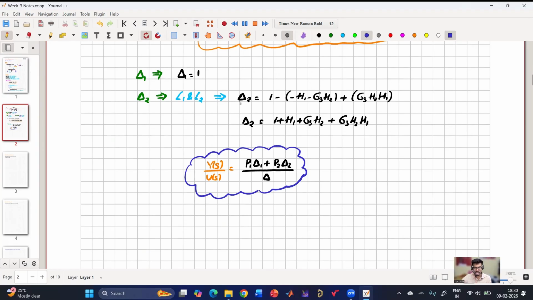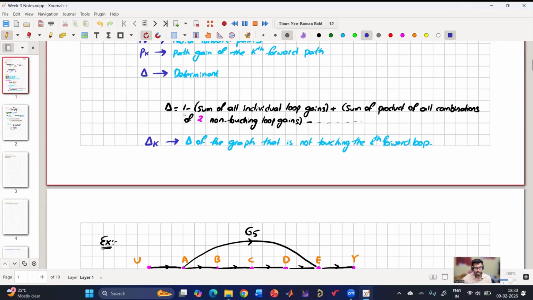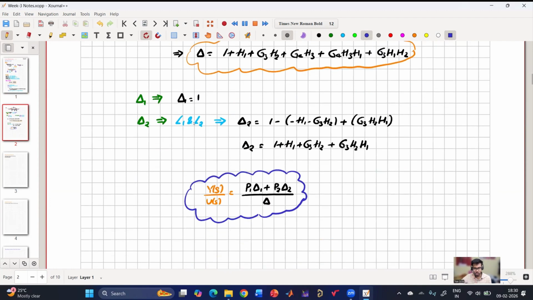So for this calculation, the delta formula remains the same: 1 minus sum of all individual loops plus sum of products of all combinations of two non-touching loops. Because I have only two loops which are not touching, delta 2 is equal to 1 minus the summation of these plus G3 H2 H1. Say these two were touching, for example, then this third expression would not be there. It would be 1 minus summation of the gains, so we would have 1 plus H1 plus G3 H2 only. Is that clear?